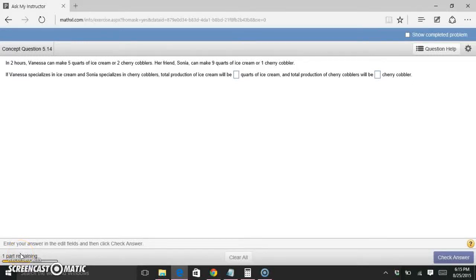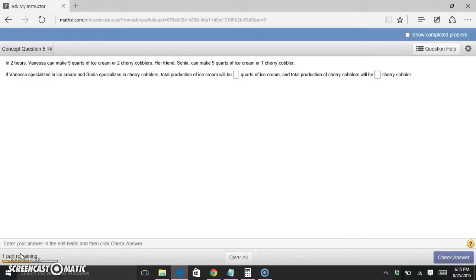Okay, let's talk about concept question 5.14 from chapter 2. This question is about specialization and comparative advantage. So the question tells us that in 2 hours, Vanessa can make 5 quarts of ice cream or 2 cherry cobblers. She has a friend, Sonia, who can make 9 quarts of ice cream or 1 cherry cobbler.